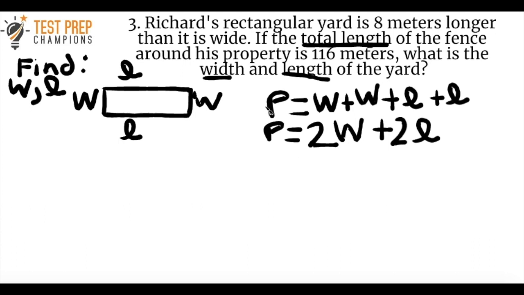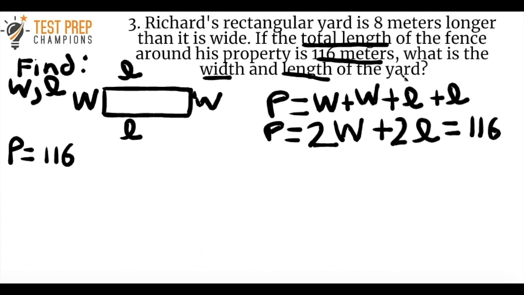And so we know that in this case, the perimeter is 116 meters. So we're told what the perimeter is equal to. So P equals 116, and we're not going to write the meters for right now. So we also know here that W plus L equals 116. So let's just use the second equation since it's a little bit faster. So we've got perimeter equal to 116.